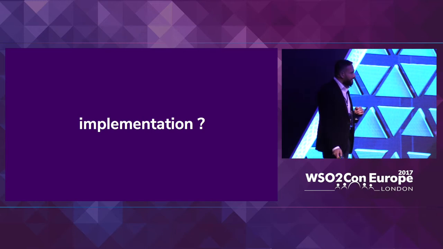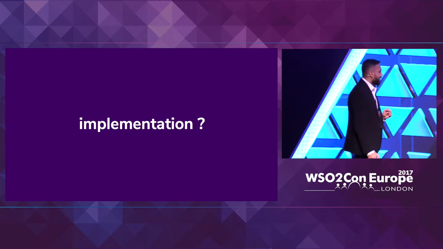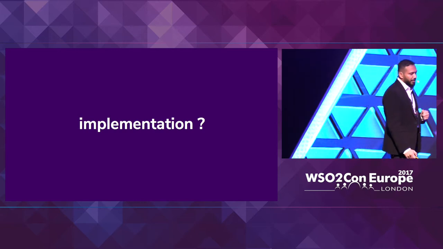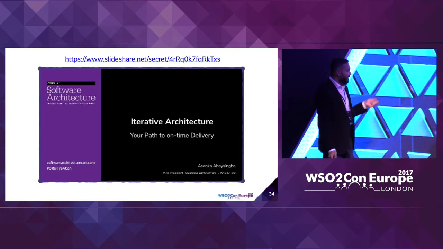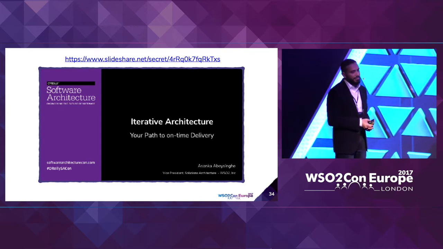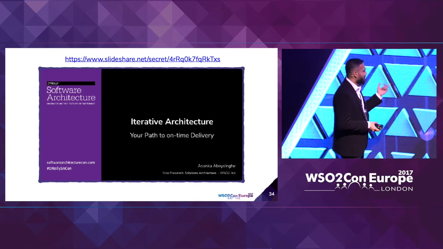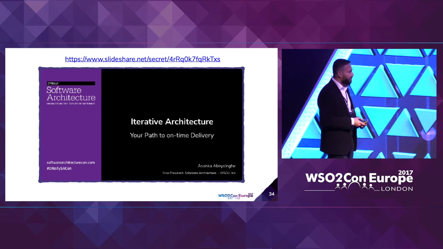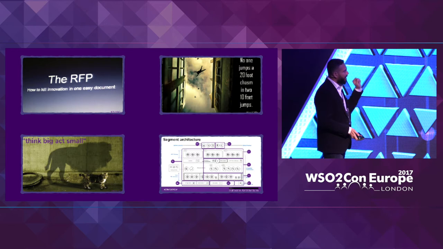Then the implementation side of it. Now you have a conceptual architecture that you can refer to, but how do you implement it? I don't have enough time to go into detail, but this is another area that I talk a lot about, this iterative architecture. If you are interested, you can get the slide deck from that URL. This is a presentation I did here in London two weeks back at the O'Reilly Architecture Conference.